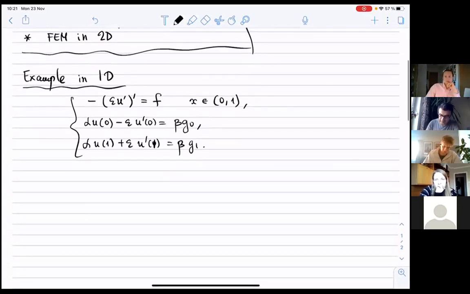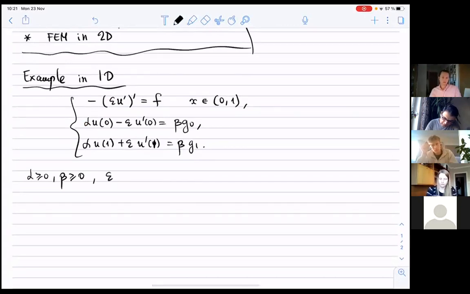Yeah, so here we have many parameters. We have epsilon, alpha, and beta. Alpha is bigger than 0, beta is non-negative, and epsilon is positive. These are given constants or parameters.